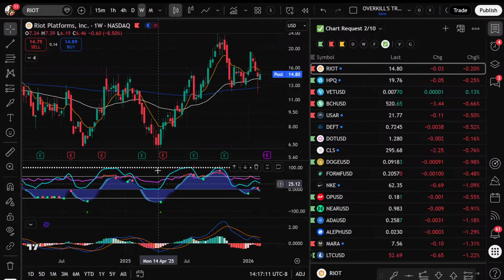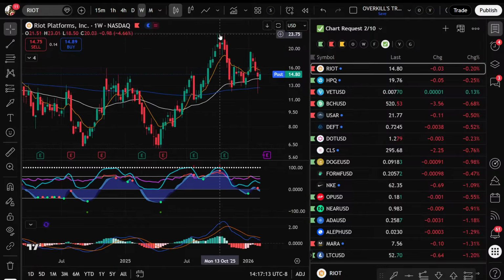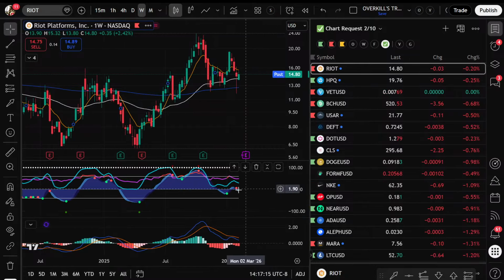Riot has a green dot right here. It had one back here in April. It ripped all the way up here to 23, just too high for us up here. It's in chop territory. Our strategy is to buy when this blue wave is down here on the weekly.